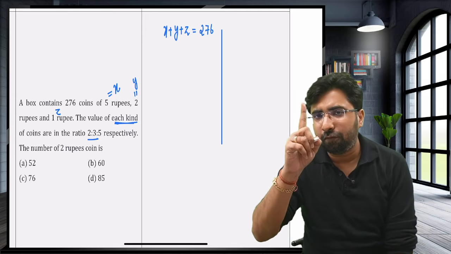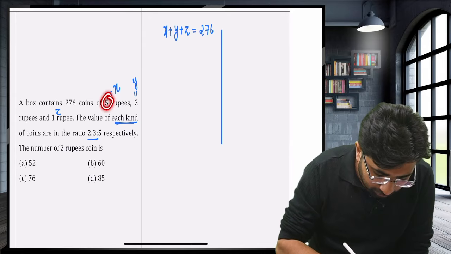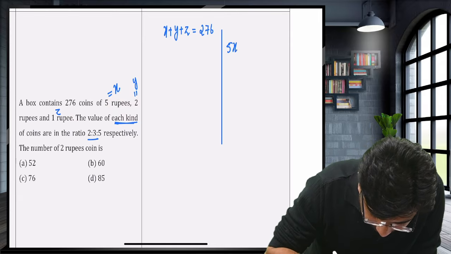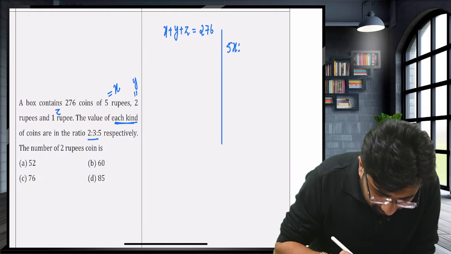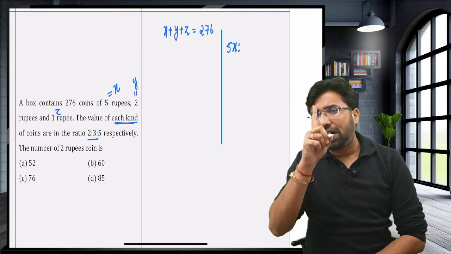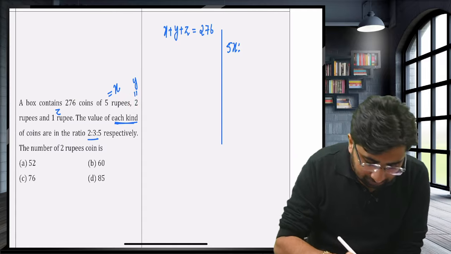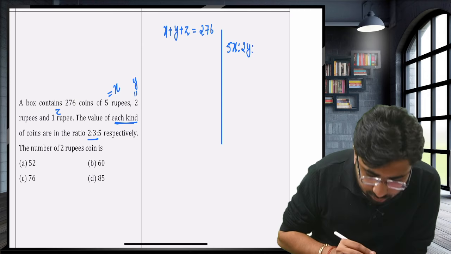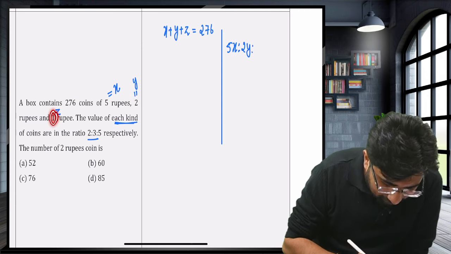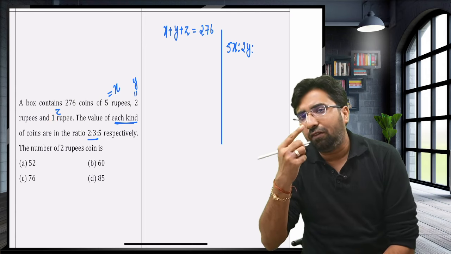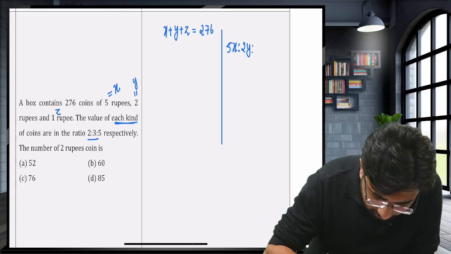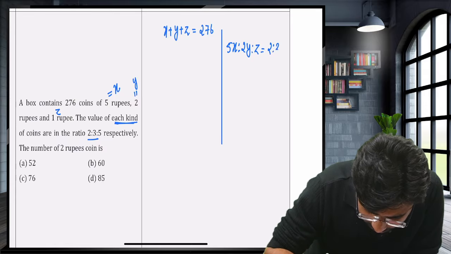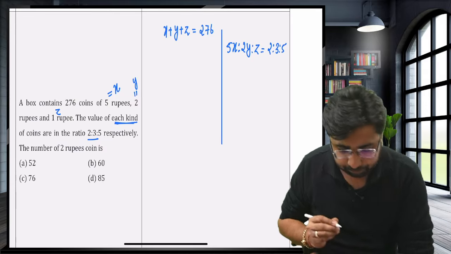Guys, can you tell me what will be the value of 5 rupee coin? If value of one coin is 5 rupees, what will be the value of X coins? Can I say 5x? What will be the value of 2 rupee coin? If the value of one coin is 2, what is the value of Y coins? 2y. If the value of one coin is 1 rupee, what is the value of Z coins? 1 into Z. This value is in the ratio of 2 is to 3 is to 5.